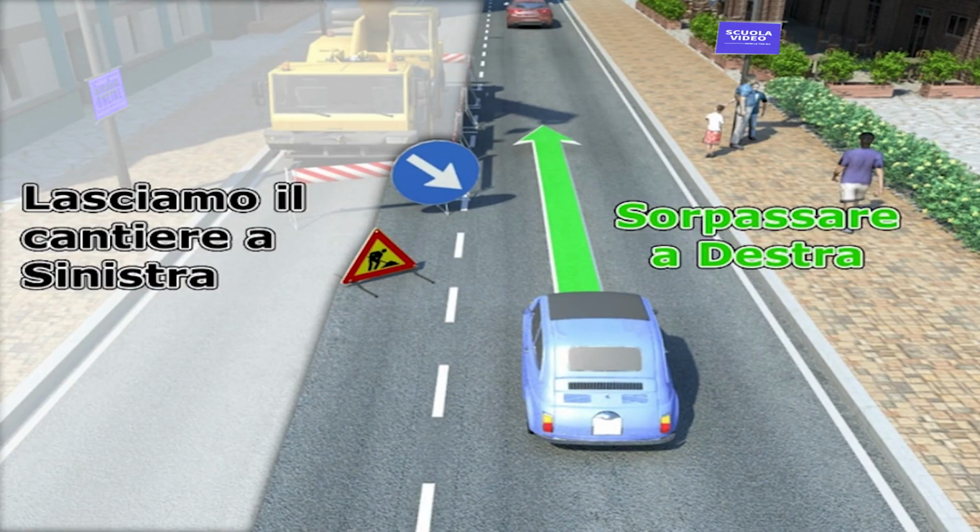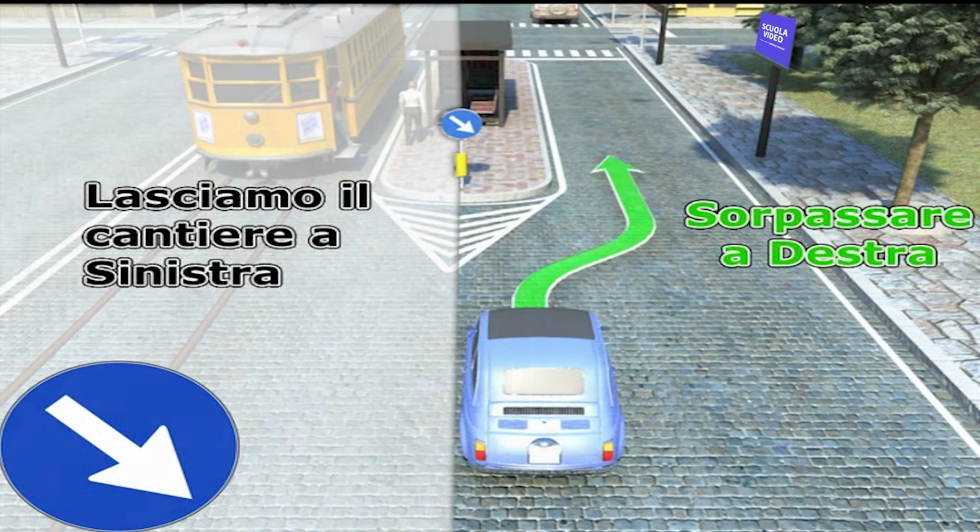Passaggio obbligatorio a destra. Obligatory passage to the right. Instead, this signal forces drivers to pass to the right of an obstacle, such as a traffic island, a life preserver, or a road construction site. It forces us to pass to the right, leaving the obstacle on our left.